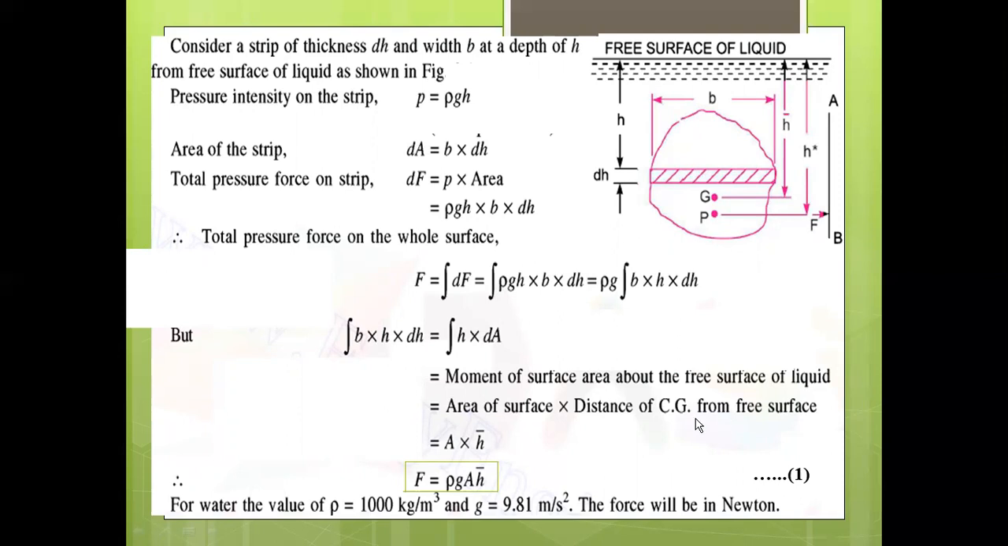Therefore, the total pressure force on the whole surface, that is F, is equal to rho into g into A into h bar. For water, the value of rho is equal to 1000 kg per meter cube, and acceleration due to gravity, that is g, is equal to 9.81 meter per second square, and this force has the unit of Newton.